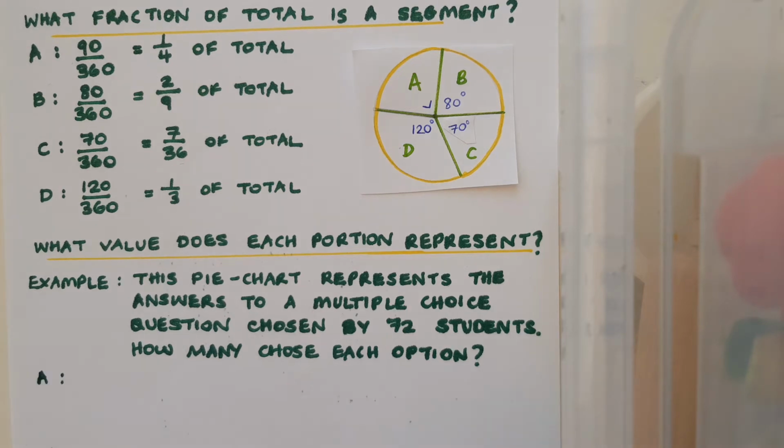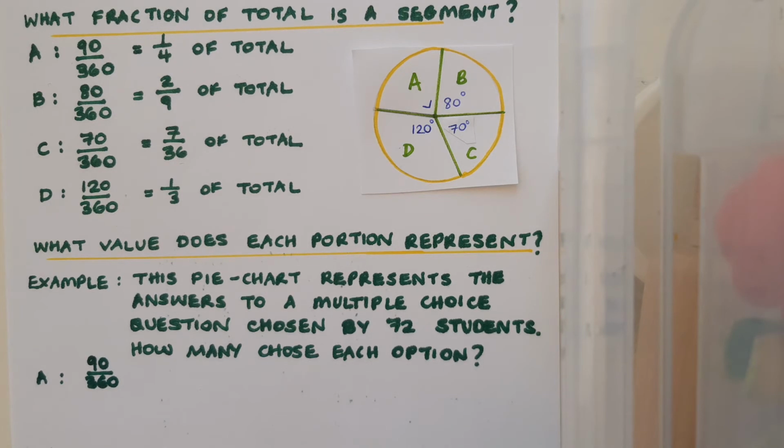So we'll start with A. I mightn't know how many students A represents, but I know what angle it is, and so I know what fraction of the total it is. So A represents 90 over 360. That's the fraction of the total students that's represented by A.